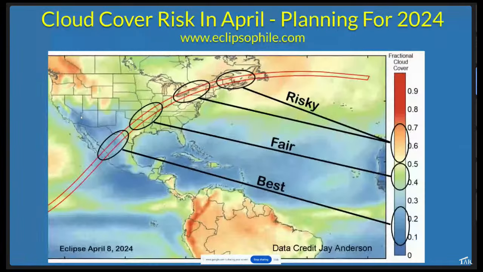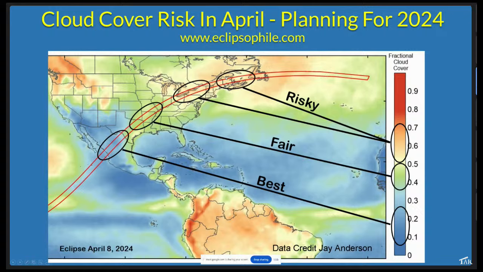Let's briefly talk about weather. So everybody's seen some variation of this map, and I've just labeled it with best, fair, and risky to make it more clear. These are Jay Anderson's data where he uses historical data to predict the risk of having cloud cover. And of course, Mexico in the blue here has the least risk. The very southwestern part of Texas has less risk. The middle of the country is fair, about 50-50. And when you get to the north, it gets more risky.